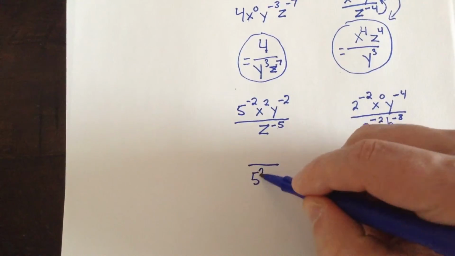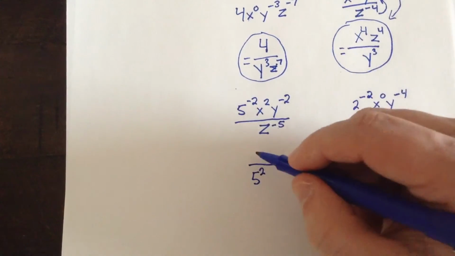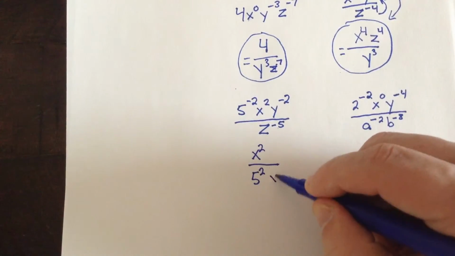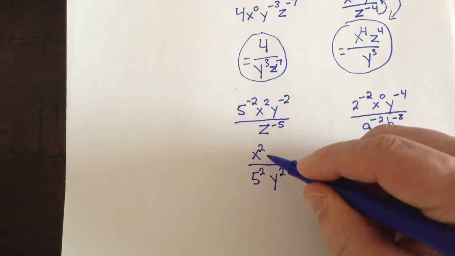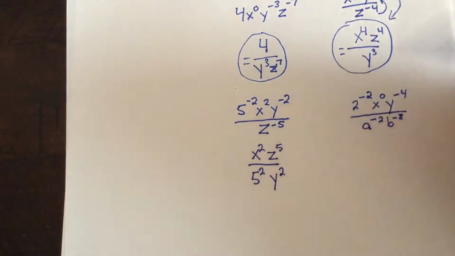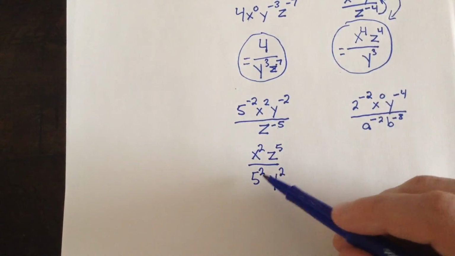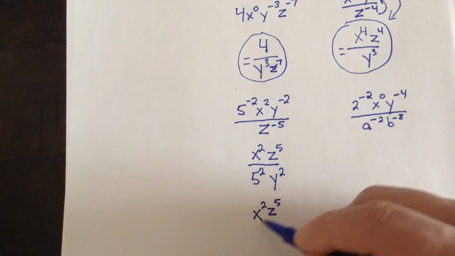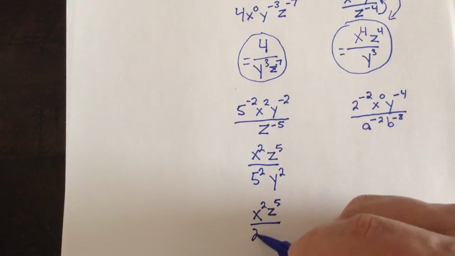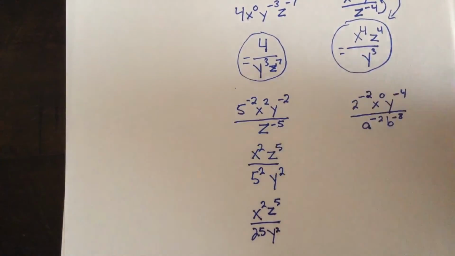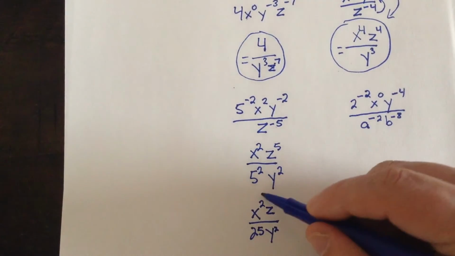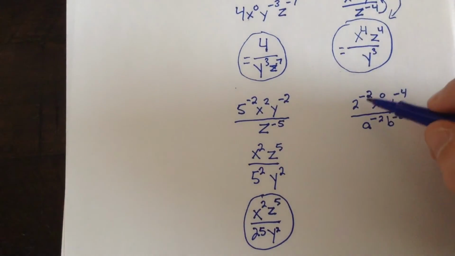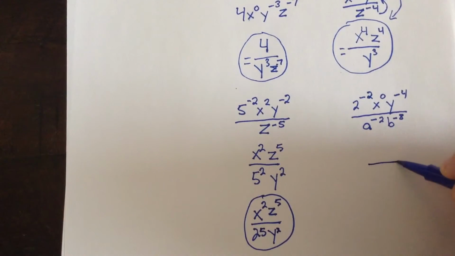Alright, this time it's 5 to the negative 2nd, so that's going to go on the bottom, 5 squared. Alright, x squared is going to stay, y to the negative 2 is going to go to the denominator, and z to the negative 5th is going to go to the numerator. Okay, and then the only thing I got to change left is 5 squared, so it's going to be over y squared. There we go. Then that one's done.